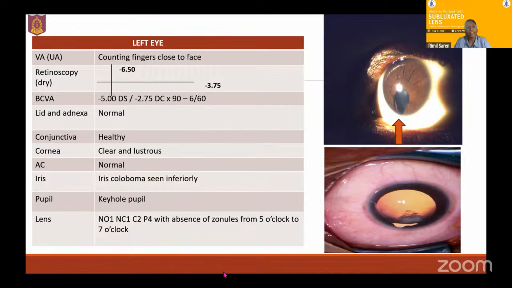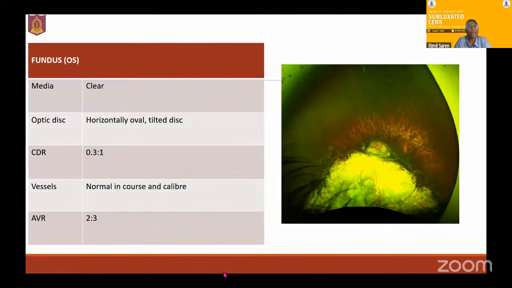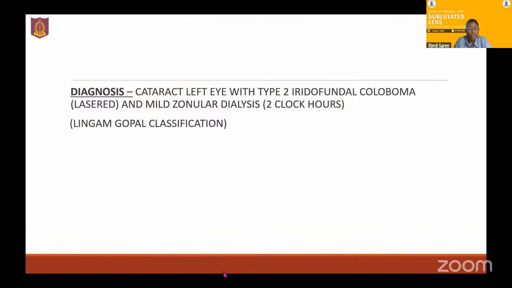The lens had cataract of NO1, NC1, C2, P4 as per the LOCS classification, with absence of zonules from 5 o'clock to 7 o'clock. On fundus evaluation, the optic disc was horizontally oval and tilted, and the fundus showed an inferior chorioretinal coloboma ranging from 5 o'clock to 7 o'clock with barrage laser around the periphery, and the rest of the fundus was attached. So she was a case of cataract left eye with type 2 iridofundal coloboma, lasered, and a mild zonular dialysis.